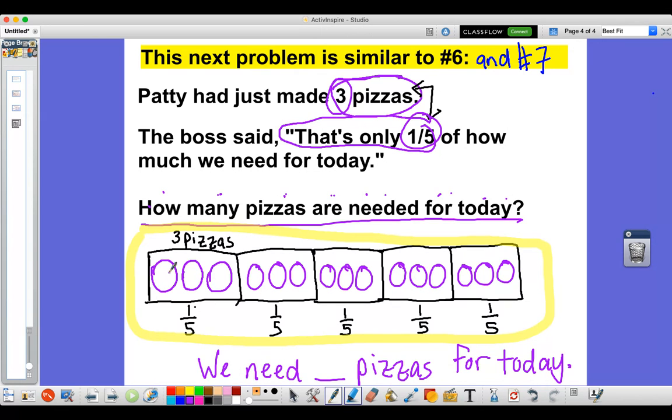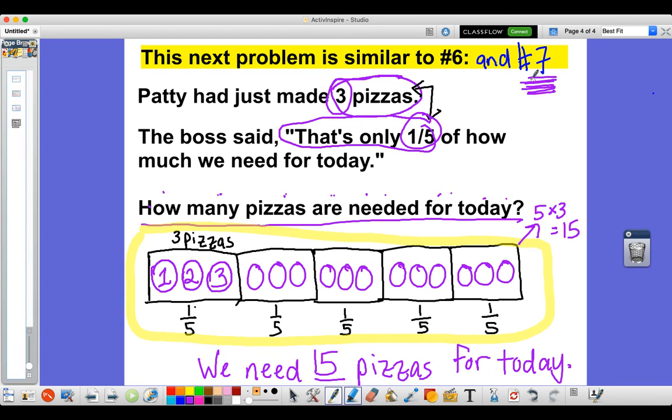How many pizzas is this? 1 whole pizza, 2 whole pizzas, 3 whole pizzas. You might be thinking, hey, 1, 2, 3, 4, 5. I see 5 threes. So 15. So if we count all of these pizzas, there are 15 pizzas.